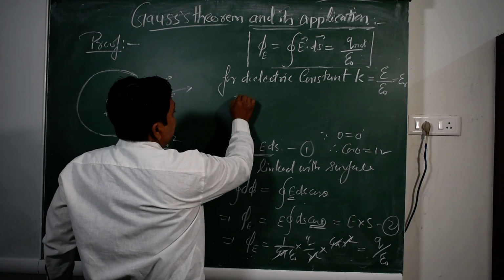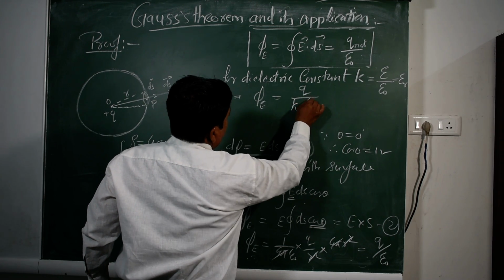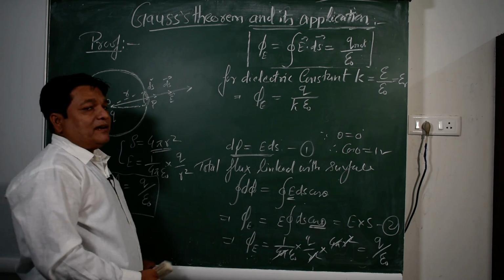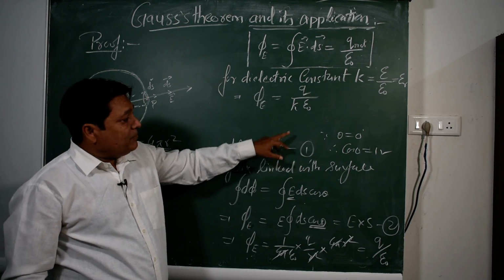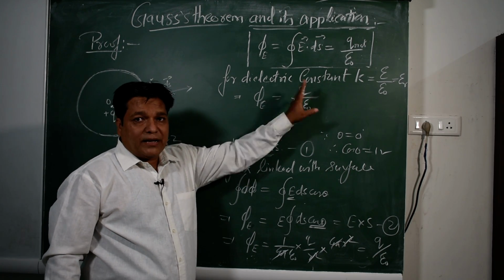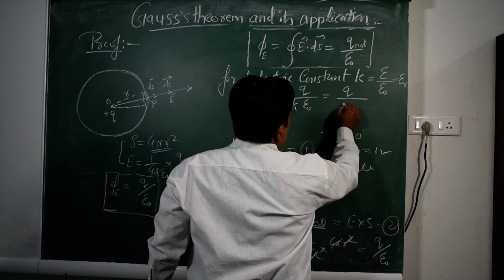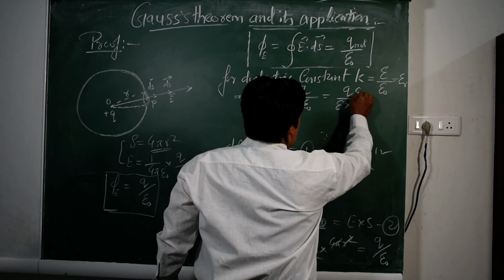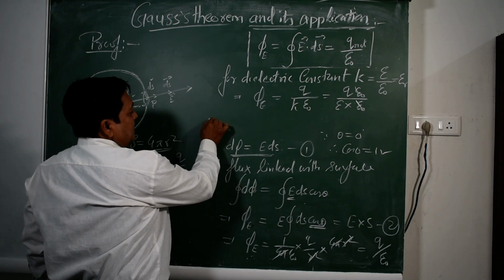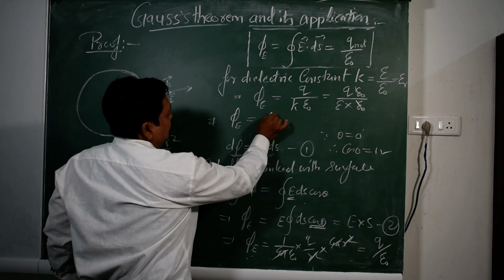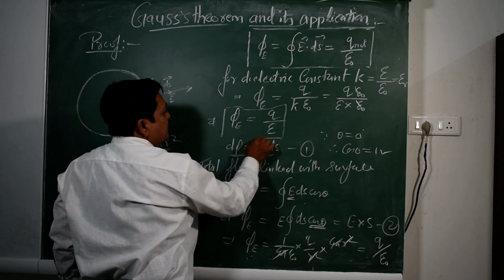According to it, the total flux linked with the surface will become Q upon K times epsilon naught. When we place in place of K the value epsilon upon epsilon naught, it goes up and is cancelled by epsilon naught again. So we write Q upon epsilon into epsilon naught upon epsilon naught, which cancels. What is left here?